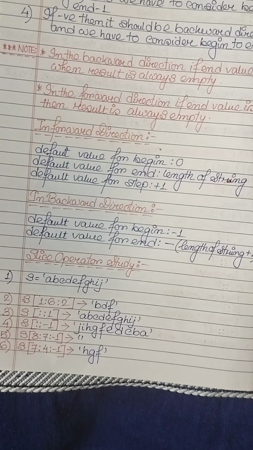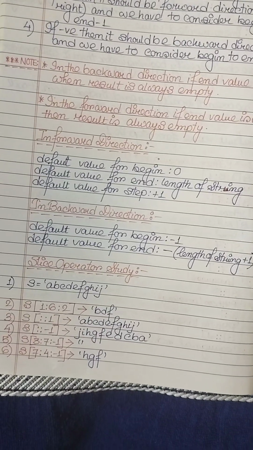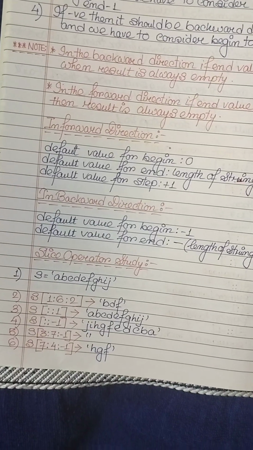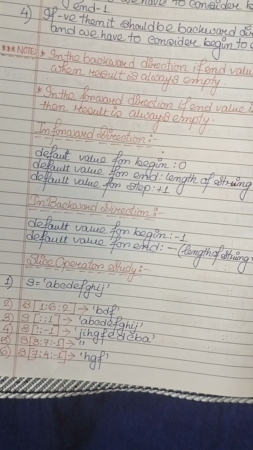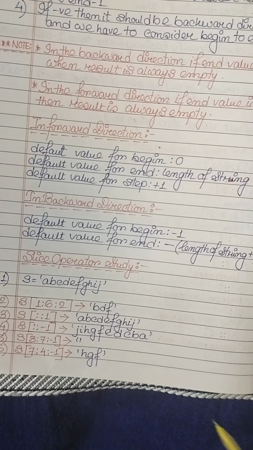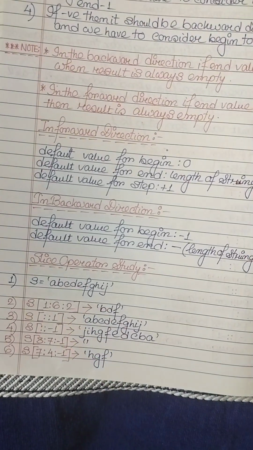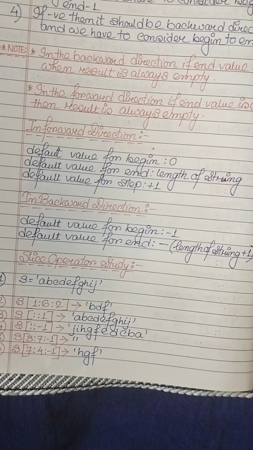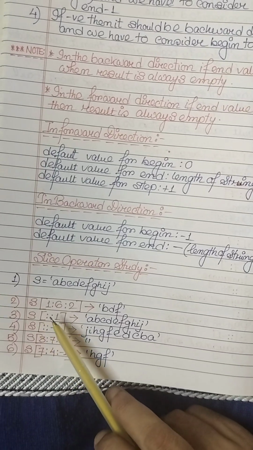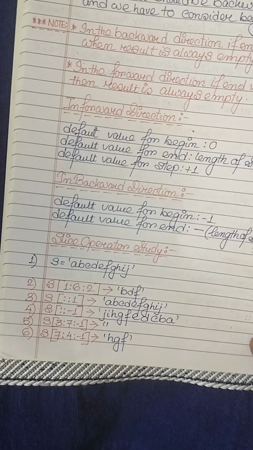Okay, good. Now our slice operator study. Suppose S is equal to A, B, C, D, E, F, G, H, I, J. These are the letters that we put in variable S. So if S[1:6:2], the begin value is 1, the end value is 6, and the step is plus 2, so the result is B, D, F. And now there is no begin value and end value, only the step value. A, B, C, D, E, F, G, H, I, J, all will be printed.